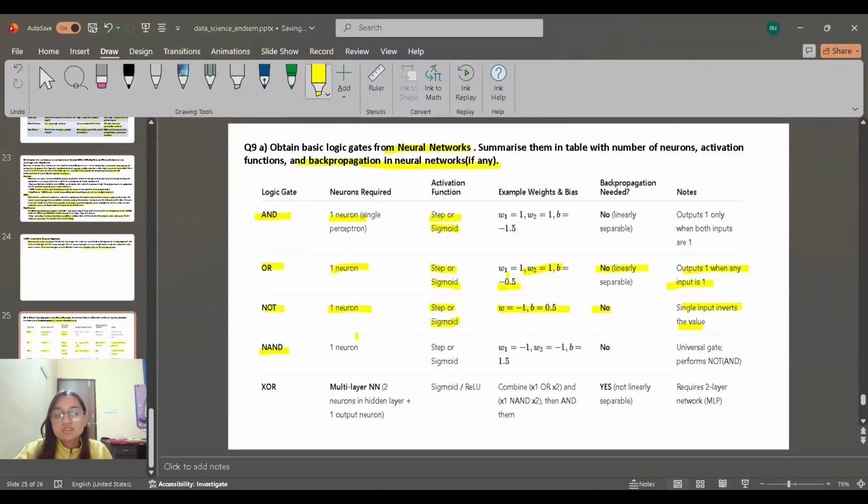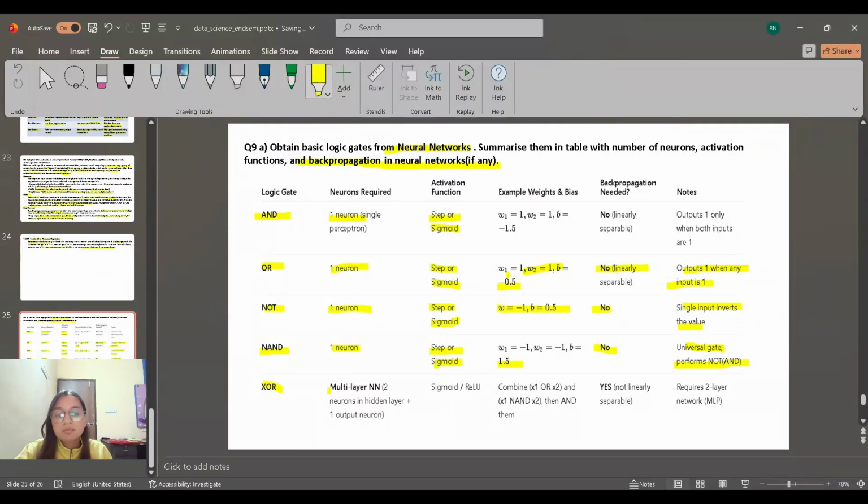NAND. Neuron required is one neuron. Activation function is step or sigmoid. Example weights and bias: W1 equals minus 1, W2 equals minus 1, B equals 1.5. Backpropagation is not needed for NAND. It is a universal gate that performs NOT AND, a combination of NOT and AND gate.